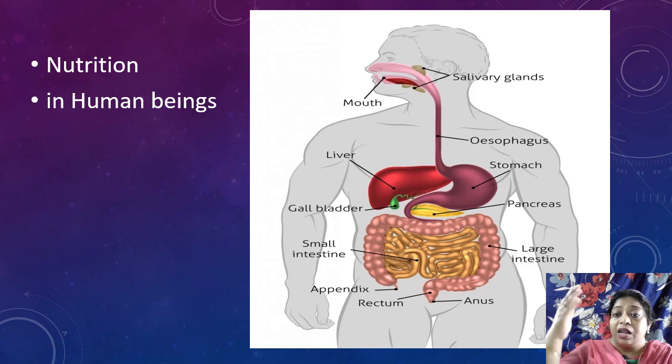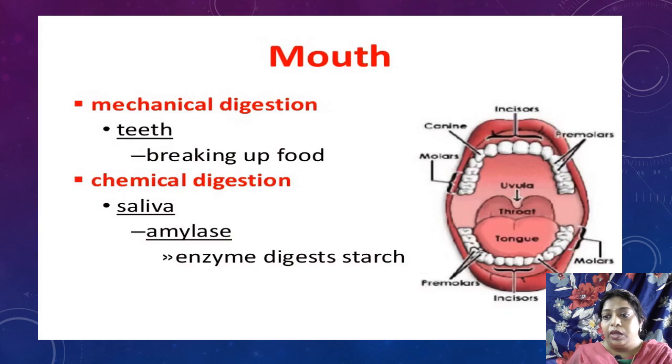So it starts from the mouth, the esophagus, the stomach, the liver, the pancreas, the gallbladder, the small intestine, and the large intestine. All these comprise the alimentary system of the human being. Okay, so the next one will be the mouth. I already told you this.